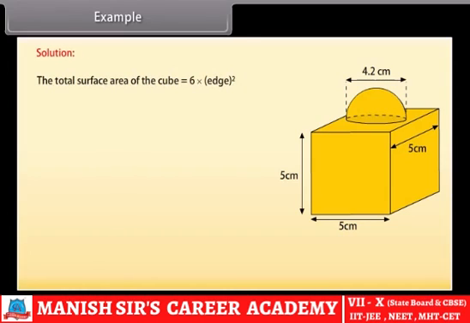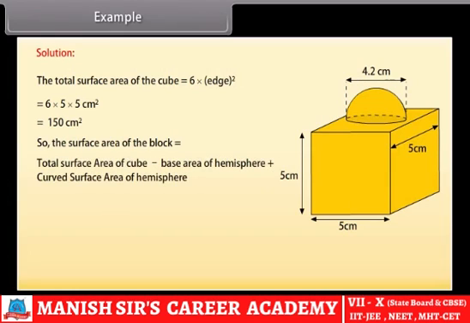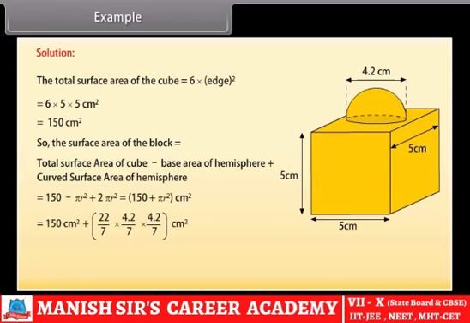Solution. The total surface area of the cube is equal to 6 into edge square, which equals 6 into 5 square centimeters, which is equal to 150 centimeters square. We can see that the part of the cube where the hemisphere is attached is not included in the surface area. So, the surface area of the block is equal to the total surface area of the cube minus the base area of the hemisphere plus the curved surface area of the hemisphere. On substituting the values, we can find the surface area of the block, which is 163.86 centimeters square.